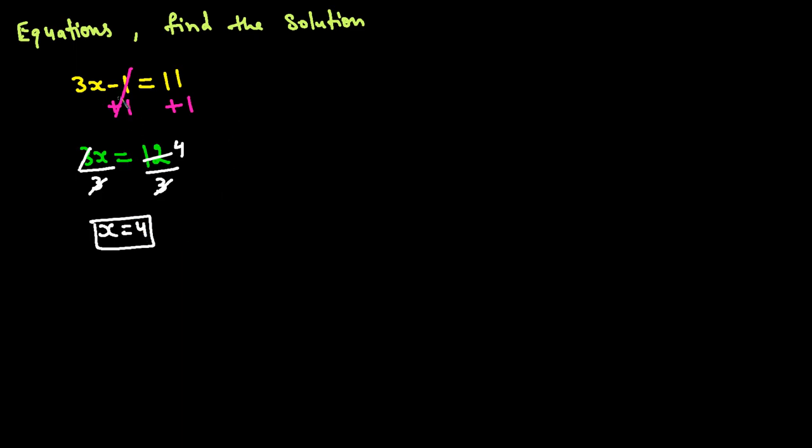So this is the solution for this equation, and we can check it. If x is equal to 4, plug in x is equal to 4 here, what will be the left hand side? If x is 4, so 3 times 4 minus 1 is equal to 3 times 4 is 12 minus 1. 12 minus 1 is 11, which is equal to the right hand side. That means this solution is correct.